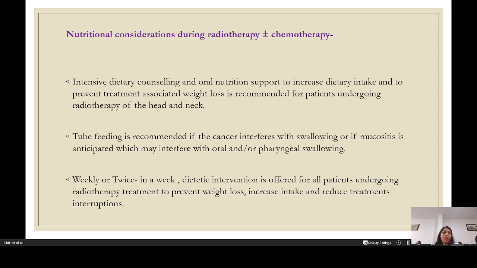Nutritional considerations during radiotherapy or chemotherapy. Intensive dietary counseling and oral nutrition support to increase dietary intake and to prevent treatment-associated weight loss is recommended for patients undergoing radiotherapy of the head and neck. Tube feeding is recommended if the cancer interferes with swallowing or if mucositis is anticipated, which may interfere with oral or pharyngeal swallowing. Weekly or twice-weekly dietetic intervention is offered to all patients undergoing radiotherapy treatment to prevent weight loss, increase intake, and reduce treatment interruption.